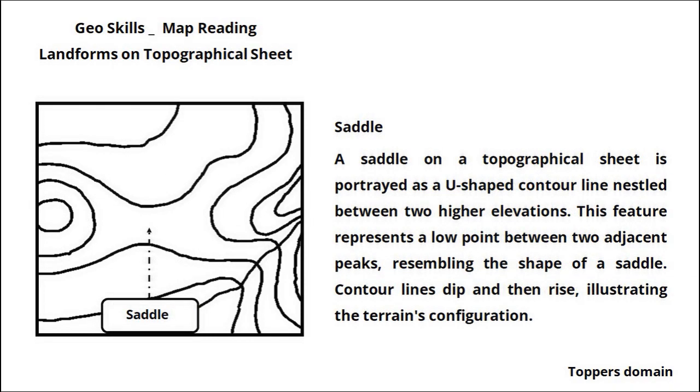Next on our topographical journey is the saddle. A saddle on a topographical sheet is portrayed as a U-shaped contour line nestled between two higher elevations. This feature represents a low point between two adjacent peaks, resembling the shape of a saddle. Contour lines dip and then rise, illustrating the terrain's configuration.